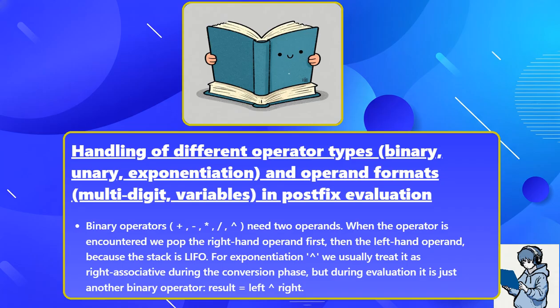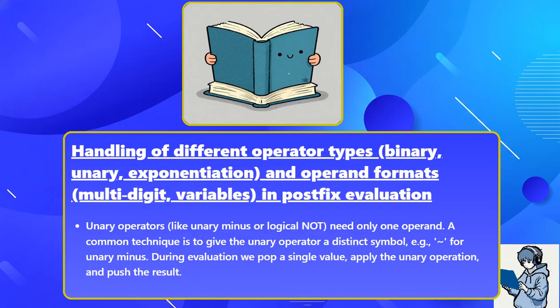Binary operators, plus, minus, times, divided by, raised to, need two operands. When the operator is encountered, we pop the right-hand operand first, then the left-hand operand, because the stack is last in first out. For exponentiation, we usually treat it as right associative during the conversion phase, but during evaluation it is just another binary operator. Result equals left raised to right. Unary operators like unary minus or logical not need only one operand.